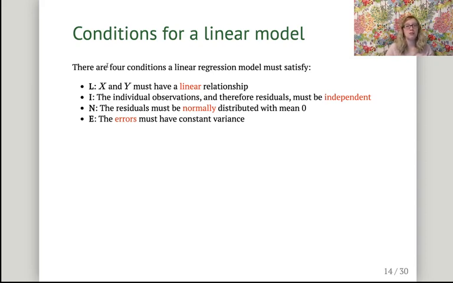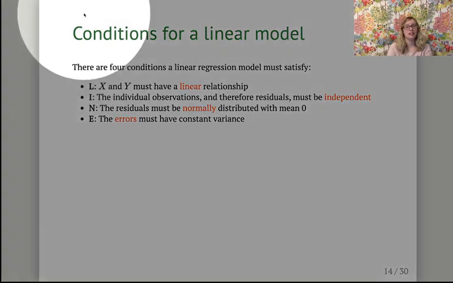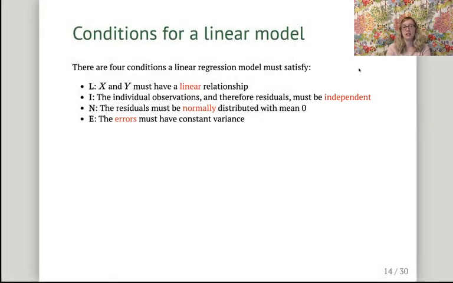If we have a random sample, then this independence condition is usually satisfied pretty easily. The third condition is that the residuals should be normally distributed with mean 0. So we want those residuals to average out to 0. Further, we want them to follow a normal distribution. And then finally, the errors need to have constant variance. We want them to have about the same variability no matter what the value of x is.